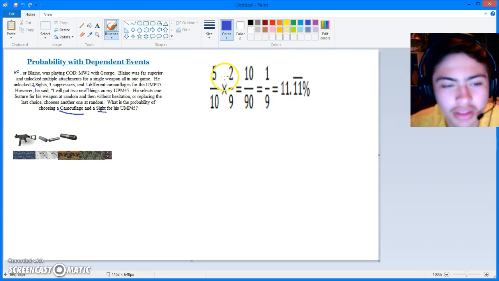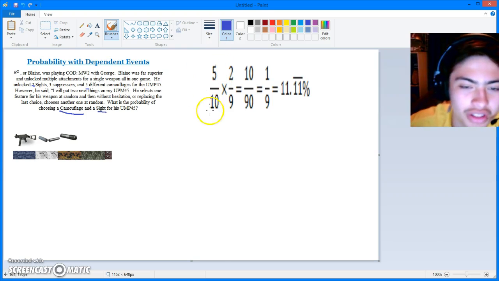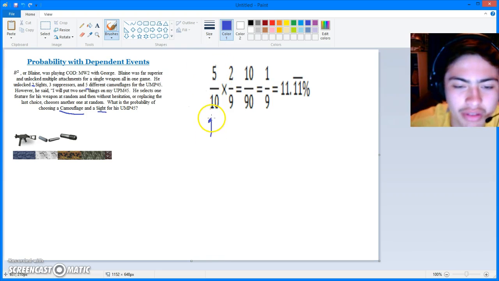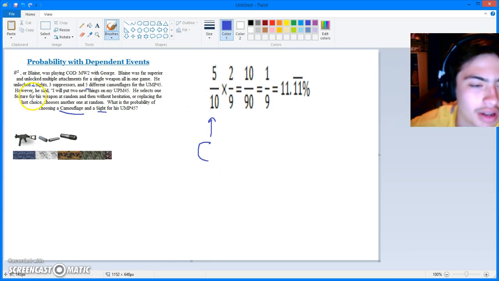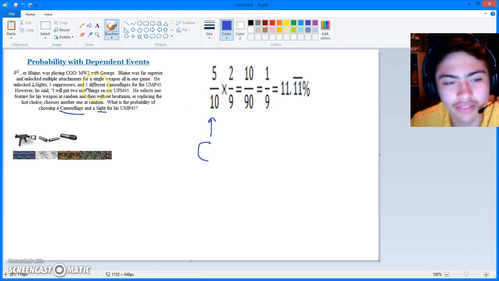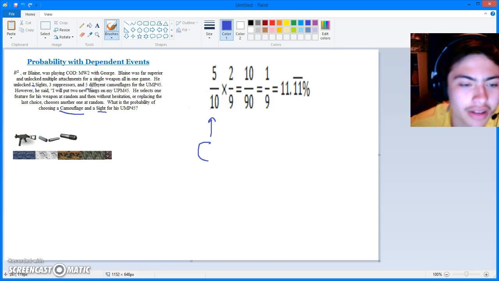With dependent events, you must separate them into 2 different things. So I put the camouflage first. So this right here is the camouflage. Let's put a C for camouflage. So 5 out of 10. There's 10 items in total. 2, 3, and 5 all add up to 10 different items. So you have a total of 10.